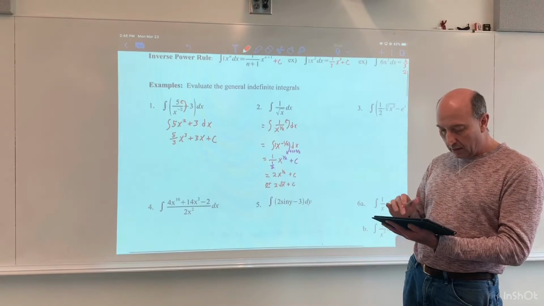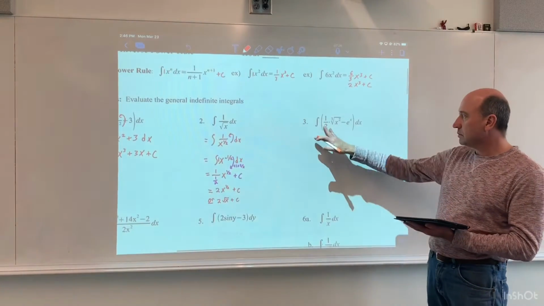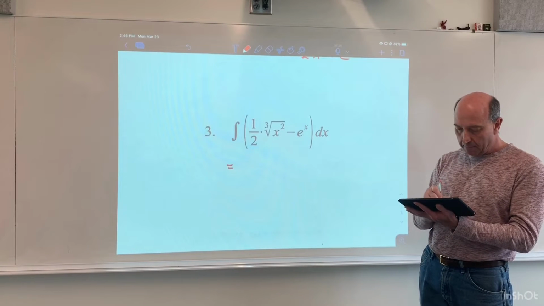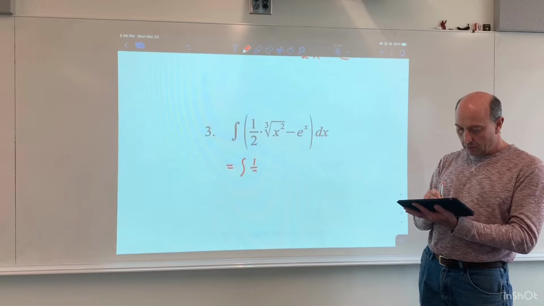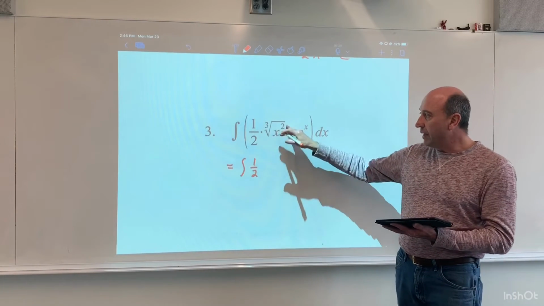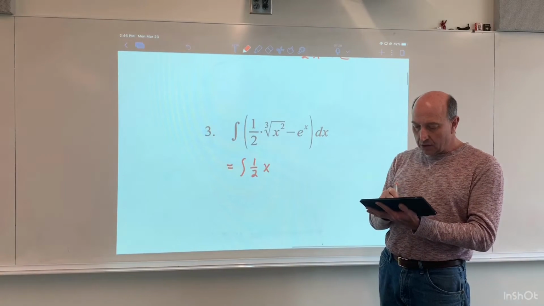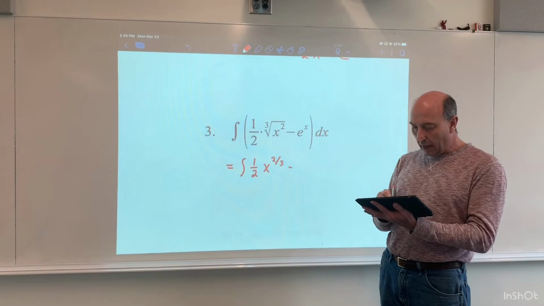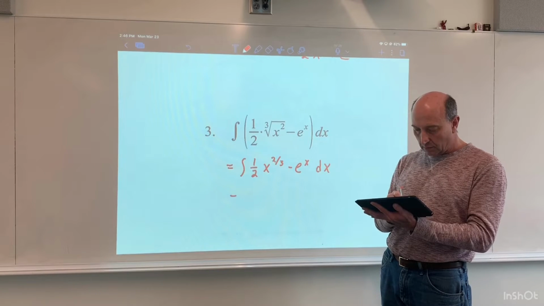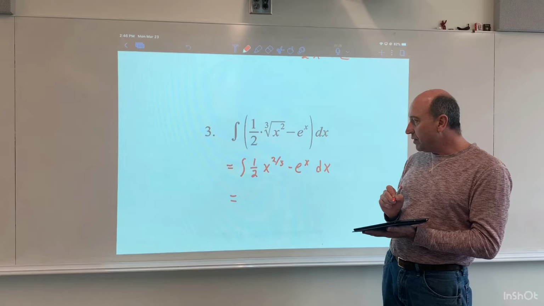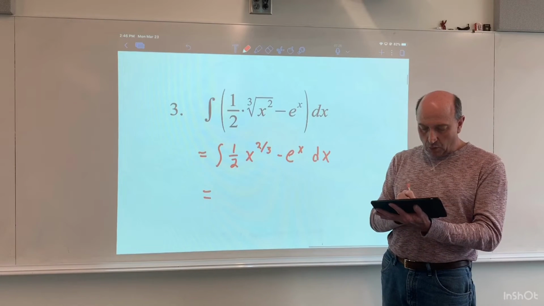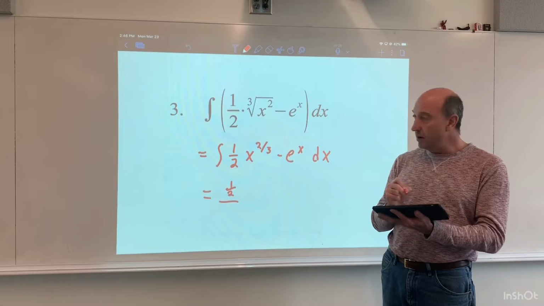Okay, let's try this one. All right, the first thing we're going to do is rewrite the cube root of x squared as x to the 2/3. Okay, now we can happily take the antiderivative. So the antiderivative of 1/2 x to the 2/3. So it's 1/2 over the new exponent.